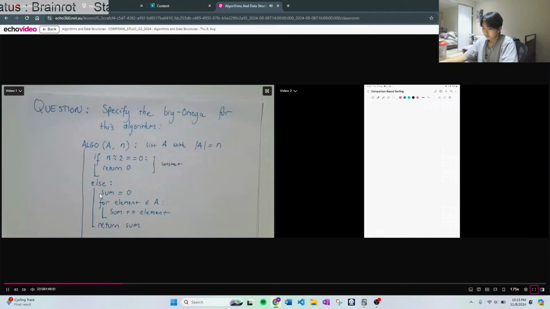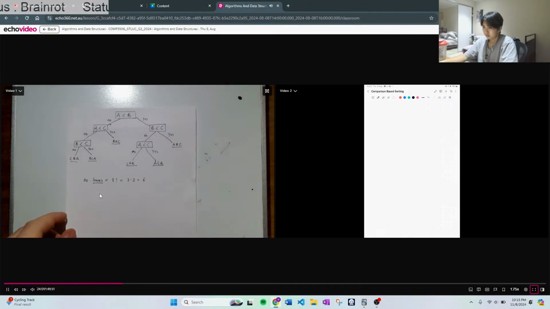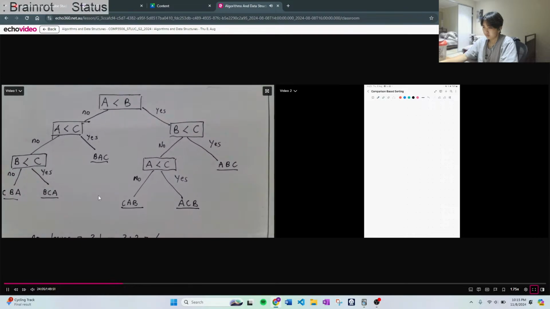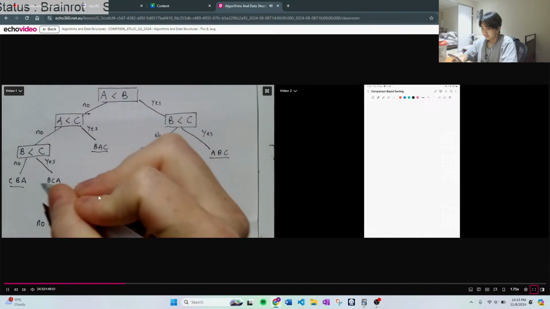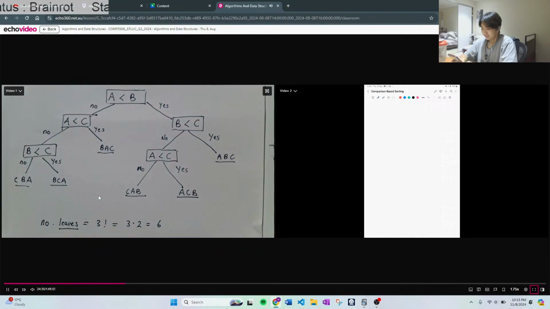Oh, I'm on the wrong one. So hopefully you can see that. Here's one I prepared earlier. You've got 3 elements in a list, right? A, B, and C. And if you have A less than B, no on the left, yes on the right, at the leaves you can see the orderings that come out from sorting these 3 elements, right? Now, you might start thinking about, well, I've got 1, 2, 3, 4, 5, 6 leaves, right? And that's because my input had 3 elements, okay?